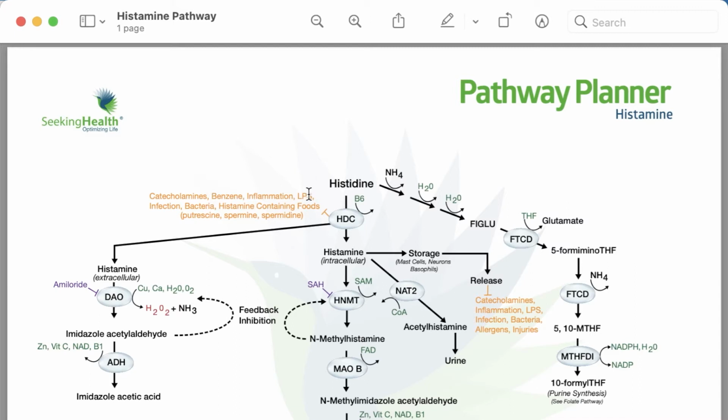Okay, so these LPS toxins. LPS toxins are lipopolysaccharides, and they are actually found as part of the structure of gram-negative bacteria that you can find in the gut. And in fact, Helicobacter pylori is gram-negative bacteria, which is part of the reason it can cause a lot of issues with histamine. So these LPS toxins are very inflammatory, and they will release a lot of histamine in the body. Okay, so histamine-containing foods.